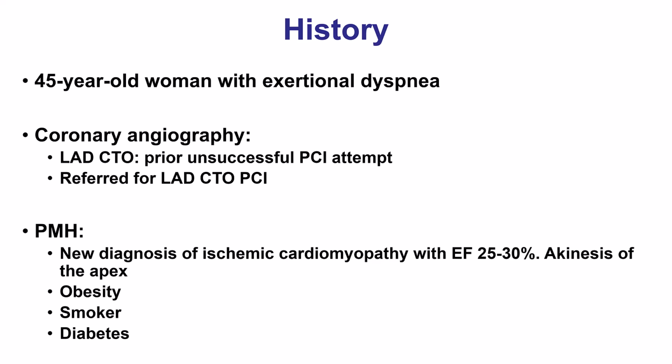The patient was a 45-year-old woman who presented with exertional dyspnea and was found to have an LAD CTO on the coronary angiogram. There was an attempt to recanalize it that was unsuccessful, and she was referred for a repeat attempt. She was recently diagnosed at the same time with ischemic cardiomyopathy. Her ejection fraction was 25 to 30% with akinesis of the apex. She also was obese, a smoker, and a diabetic.